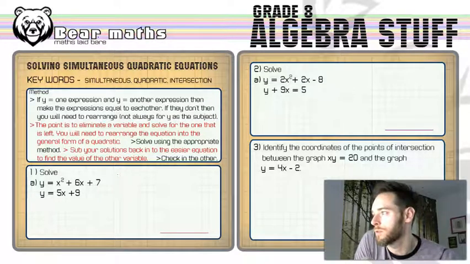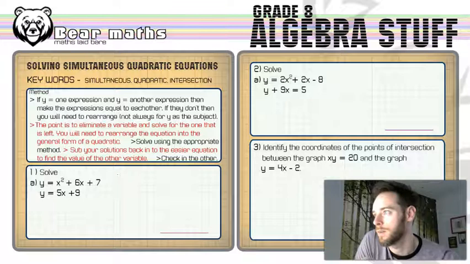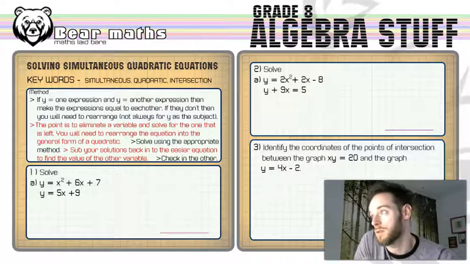Now the keywords here are simultaneous, quadratic and intersection. Simultaneous just means at the same time. Quadratic is when you've got an expression that's got a squared term in it, and intersection is where 2 points meet, or 2 lines meet at a specific point. It could be a curve and a line that meet at a specific point. And that's what these are.